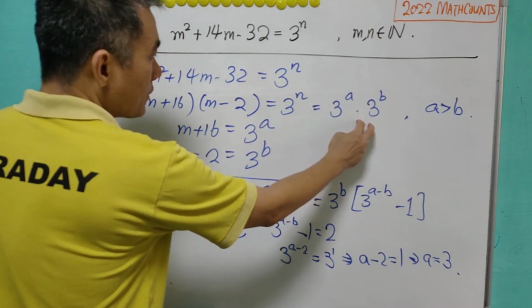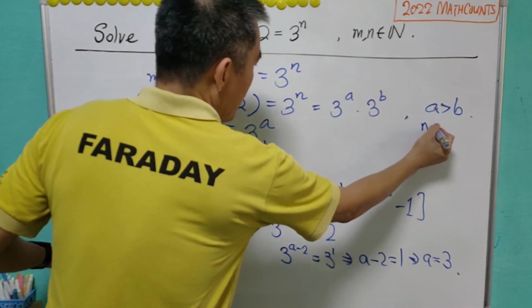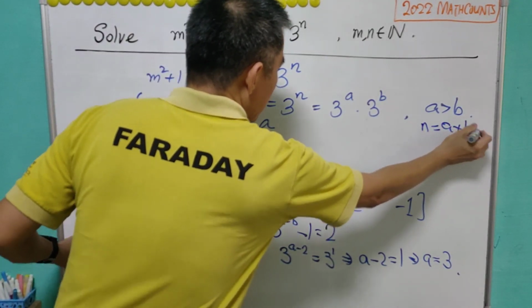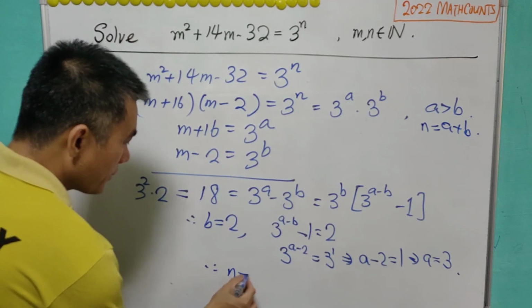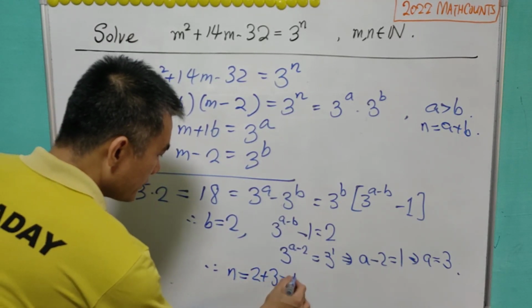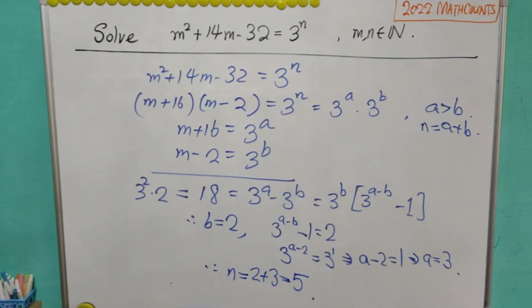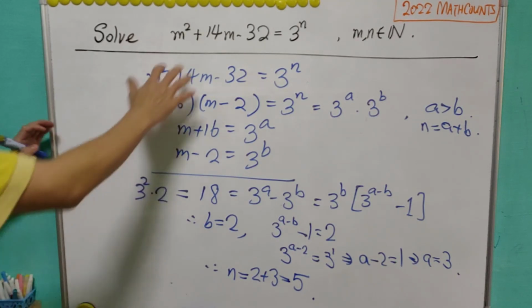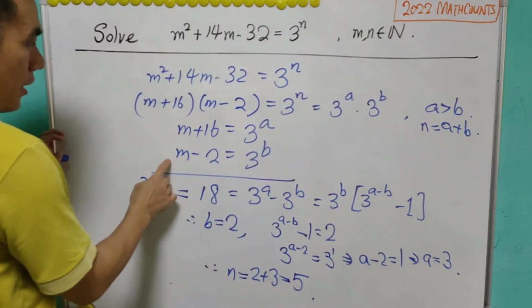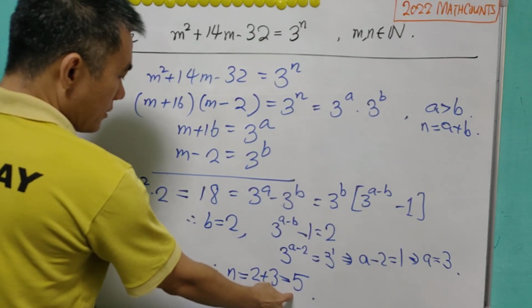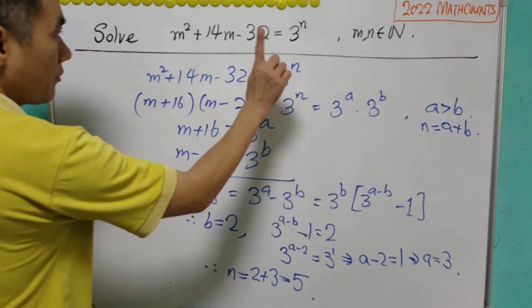And from here we know that actually n equals a plus b. So n will equal 2 plus 3, that is equal to 5. We need to solve for m and n. So after we have n equals 5, we need to find the value of m.